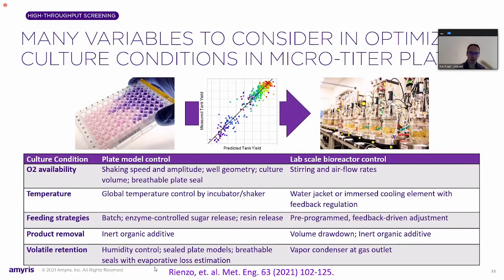You can look in detail here, but suffice to say there is a lot of work that goes into optimizing these 96 well plate cultures, and a lot of work to continue the ability to pick the winners and confidently see them perform at scale in fermentation.